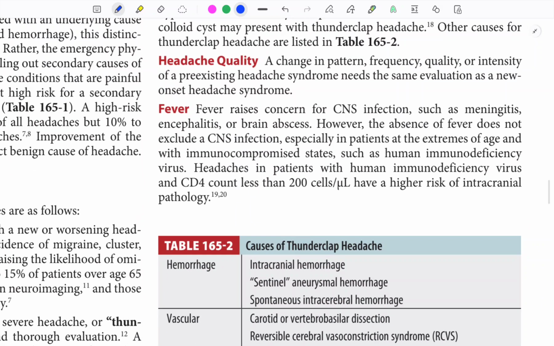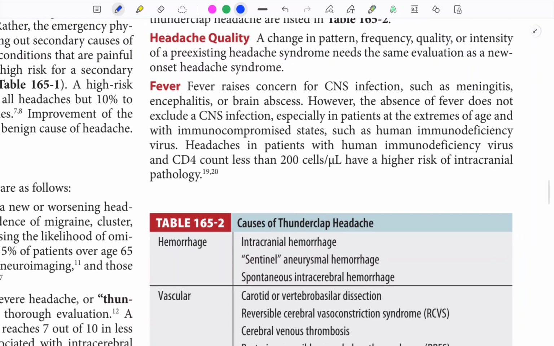Next is fever. Fever is a separate topic in itself. It raises concern for CNS infection like meningitis, encephalitis, brain abscess. But the absence of fever does not exclude infection, especially in patients at extremes of age and those who are immunocompromised. Headaches in patients with HIV and CD4 less than 200 have a high risk of intracranial pathology.